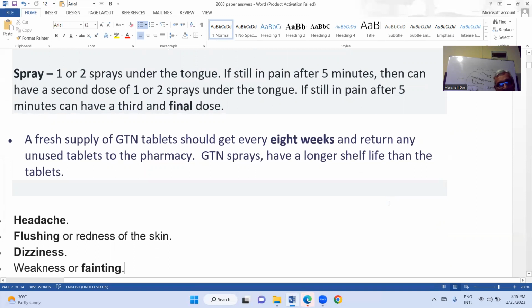GTN tablets, every 8 weeks, they have to remove the existing bottle. After opening the bottle, they can't keep it for more than 8 weeks.